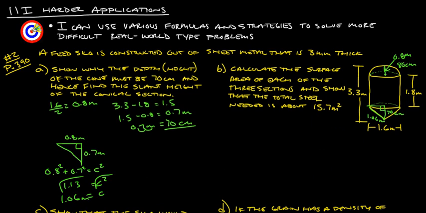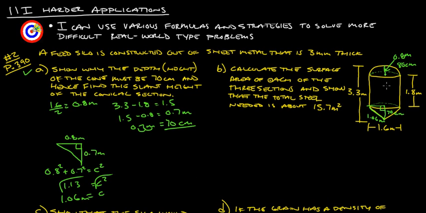1.06 meters is our slant height for this. Okay, so we have finished off A. Let's take a look at B. It says calculate the surface area of each of the 3 sections and show that the total steel needed is about 15.7 meters squared. So it's at least nice because they give us the answer, just saying make sure that you can get that all figured out, right?